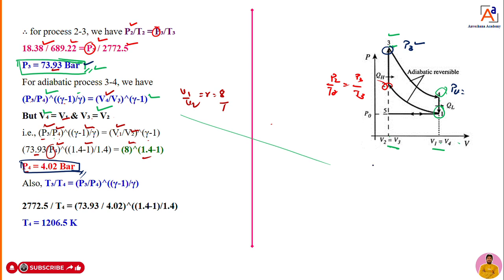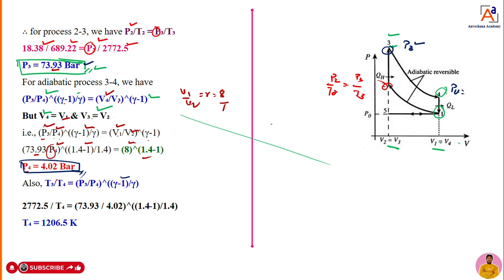Now if it's so, what will happen again? From T3 to T4, you have written the equation for pressure and volume variations; now write down the pressure and temperature variations. We have an equation. What is that? T3 by T4 is equal to P3 by P4 to the power of (gamma minus 1) divided by gamma. I will use this equation.